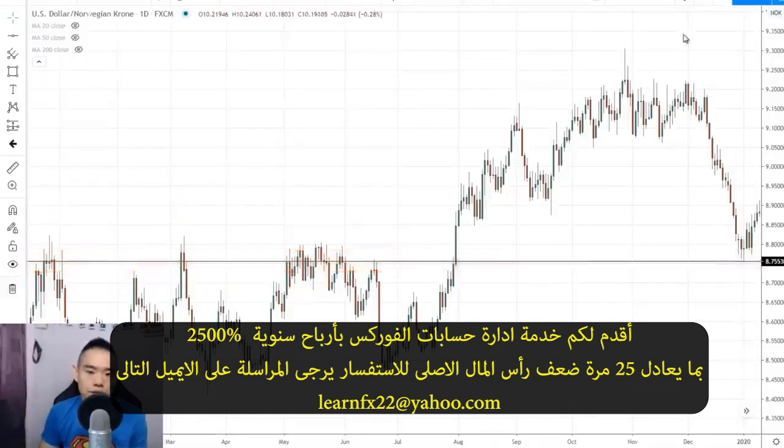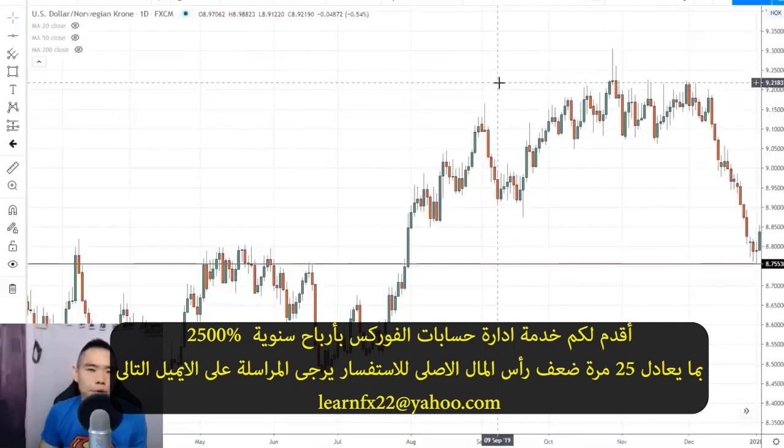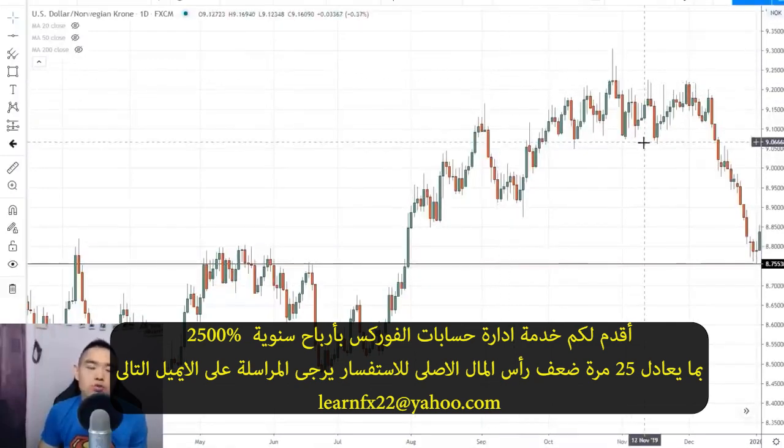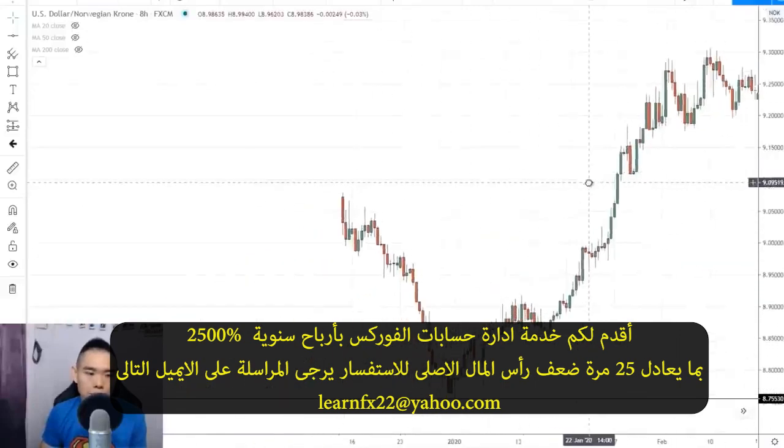Okay, and here's the thing. At this point, what if you don't get, let's say, a false break setup? You don't have a strong bullish price rejection to show you that the buyers are in control. What now? This is where you can go down to a lower time frame and look for a break of structure. So I'm going down to a lower time frame, let's say now to the 8-hour time frame, and have a look for a break of structure.